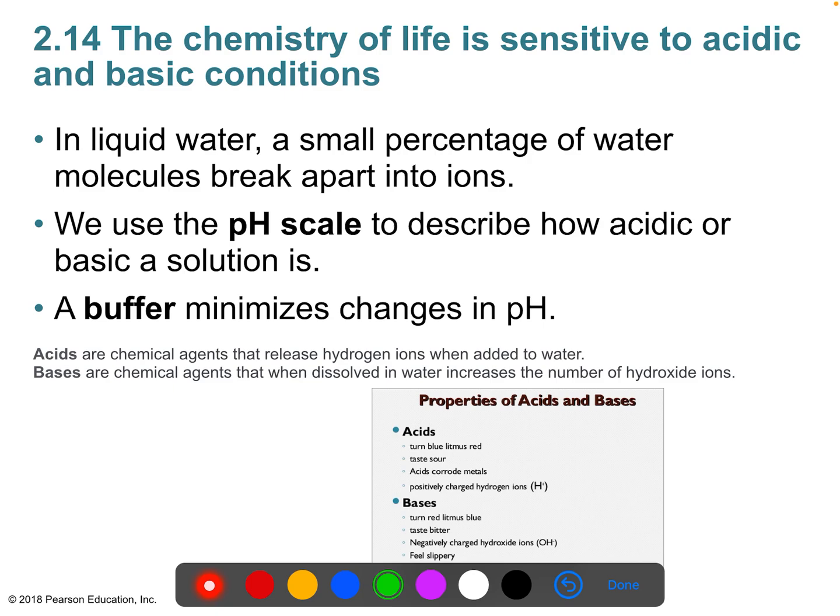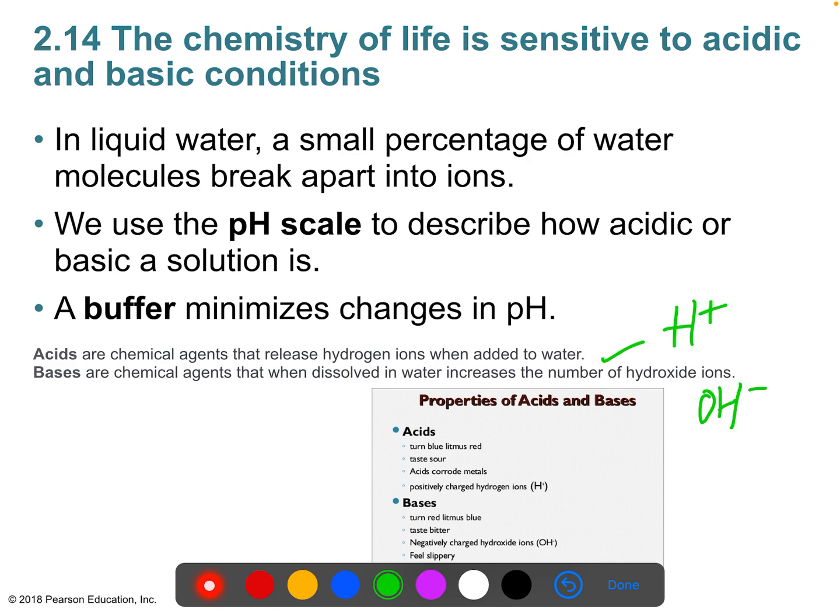Okay. So what is an acid? An acid is a chemical agent that releases hydrogen ions when they're added to water. This is a hydrogen ion. Bases are chemical agents that release a OH or hydroxide ion when dissolved in water. And some of the properties of acids include they turn blue litmus paper red, they have a sour taste, and they have the ability to corrode metals. Bases, on the other hand, turn red litmus paper blue, they taste bitter, and they have a kind of a slippery feel to them when you come in contact with them.